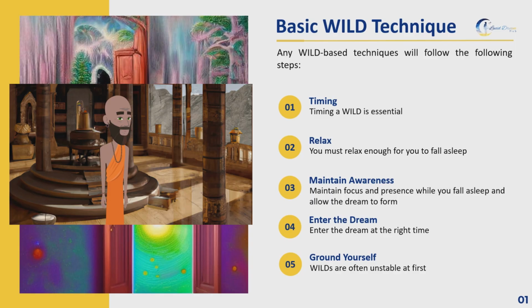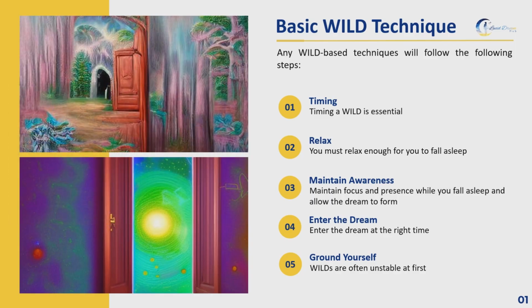The first step is to find the optimum time to induce a WILD. Next, you need to relax in order to fall asleep. Step 3 is to maintain awareness as you fall asleep, allowing the dream to form. It is this step that differentiates the various WILD techniques. You need to pick something to focus on as you relax and wait for the dream to form. Without this anchor of awareness, you will be swept away by your thoughts and into a normal, non-lucid dream. We will discuss all the various anchors of awareness in the next module.